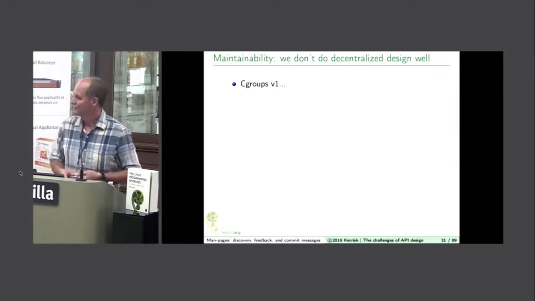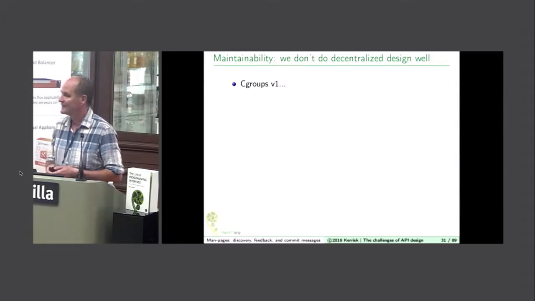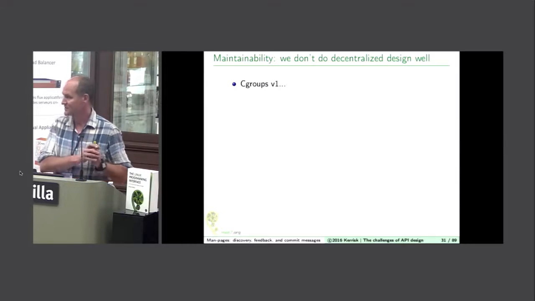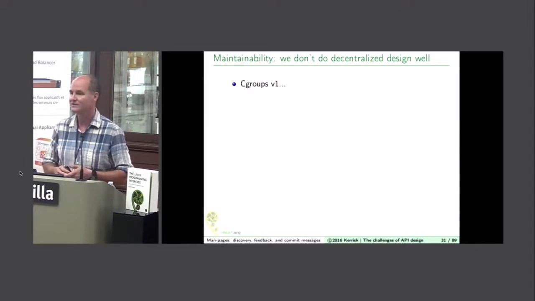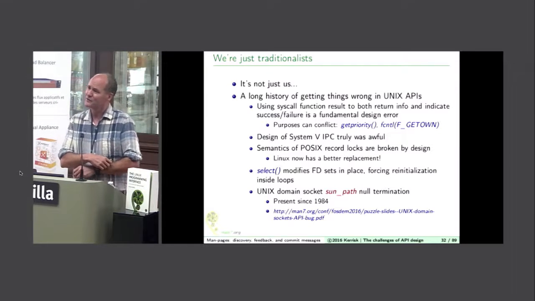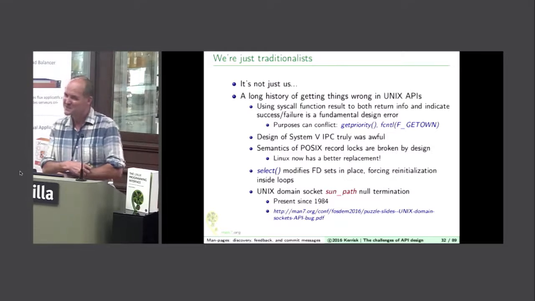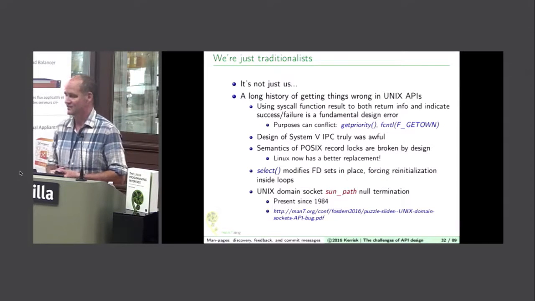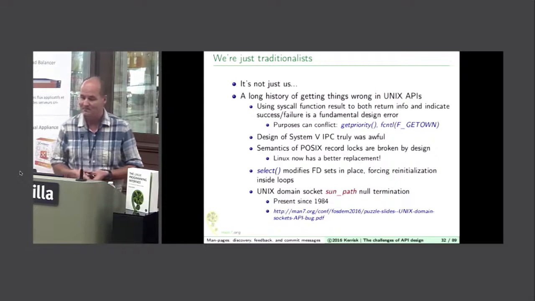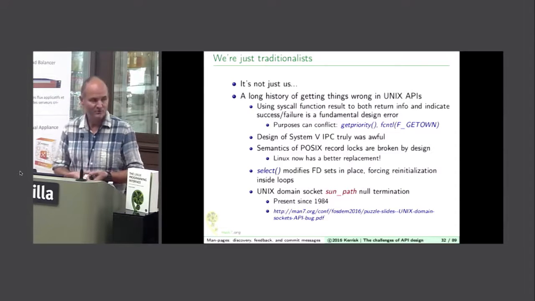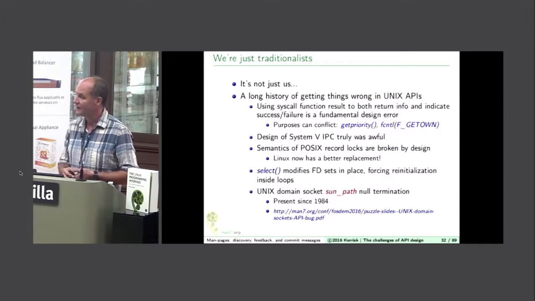Cgroups version 1, go talk to Tejun. The same sort of problem, decentralized development. Everyone did it for themselves. A whole lot of inconsistency. Of course, we're not the first ones to do this. Maybe we're just the best. There's a long history of getting things like this wrong in terms of Unix APIs. So there's stuff that came from traditional System V, traditional BSD as well.